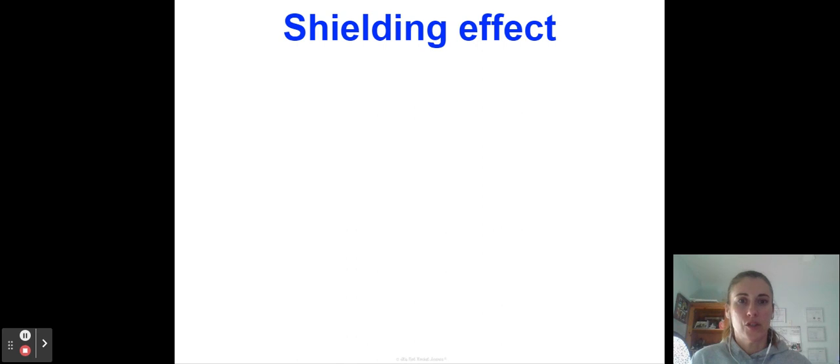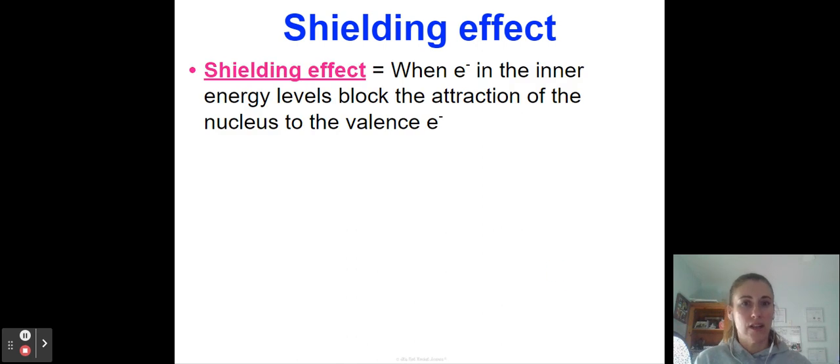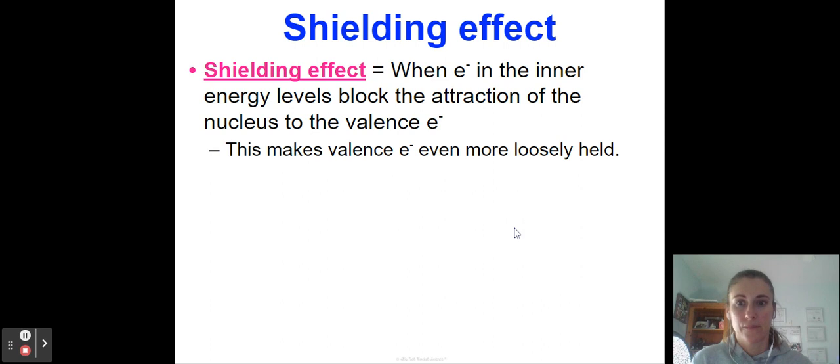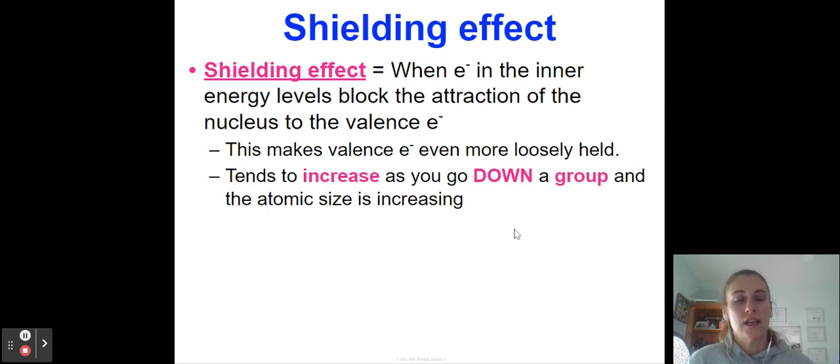Okay, a concept called the shielding effect is when the electrons in the inner energy levels block the attraction of the nucleus to the valence electrons. So those electrons shield the nucleus from being as attractive to those outer electrons. And remember, the outer electrons, or the valence electrons, are the ones that are available for bonding. So it makes the valence electrons even more loosely held. And it tends to increase as you go down a group and the atomic size is increasing.